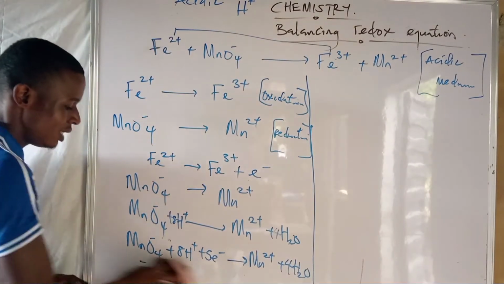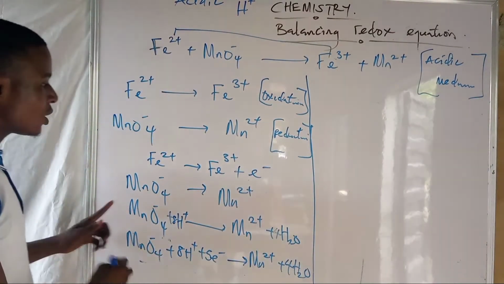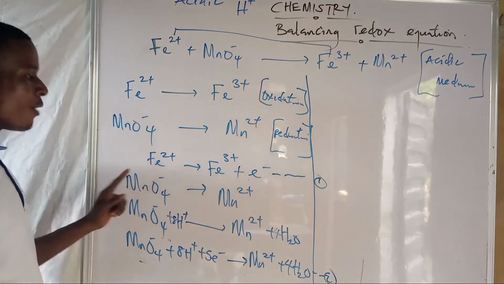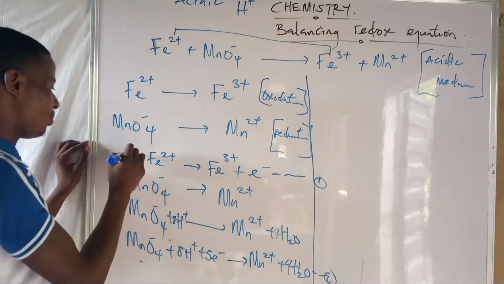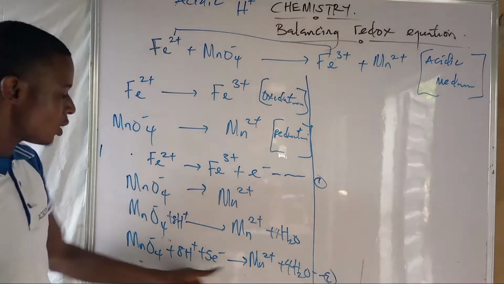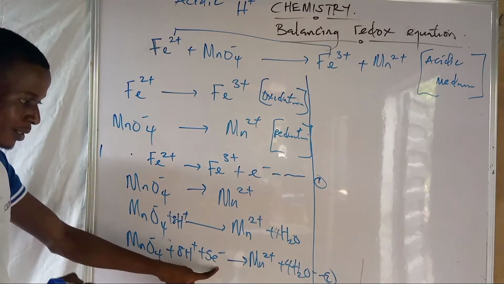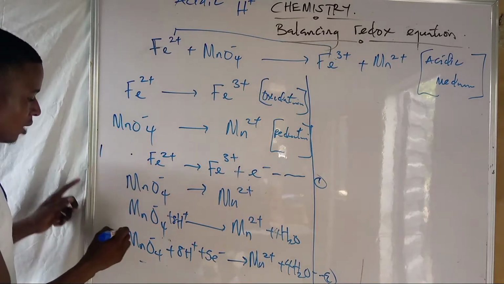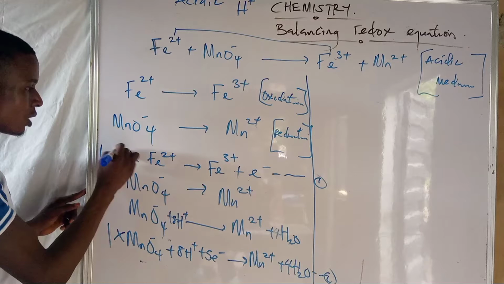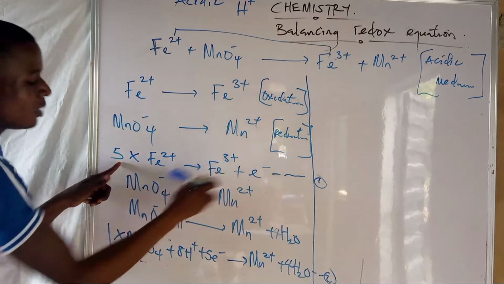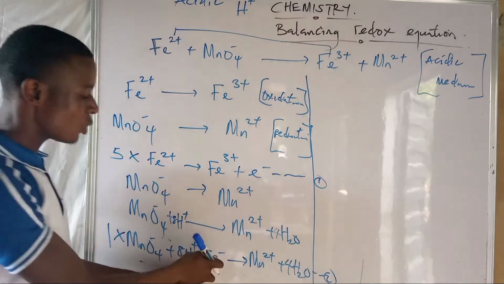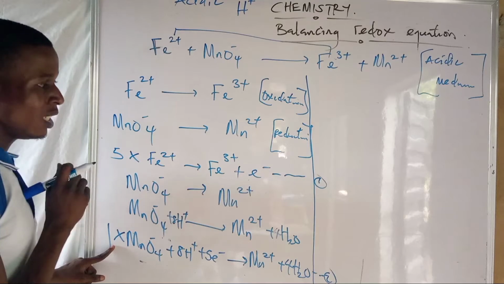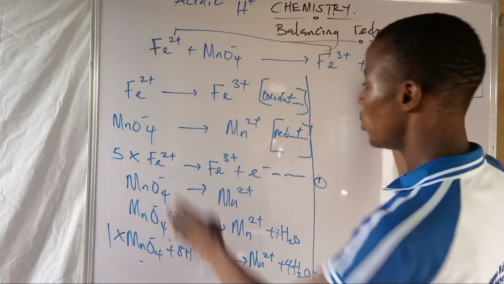Now look at the next step. The next step for you is the coefficient of electron. Let's call this one equation 1, and this equation 2. The coefficient of electron in equation 1 is 1. The coefficient of electron in equation 2 is 5. Like I told you, we are solving it the way we solve simultaneous equations. So this will now be multiplied by 1, and this multiplied by 5, because the coefficient of electron here is 5. We are multiplying this one by 1 because the coefficient of electron here is 1.